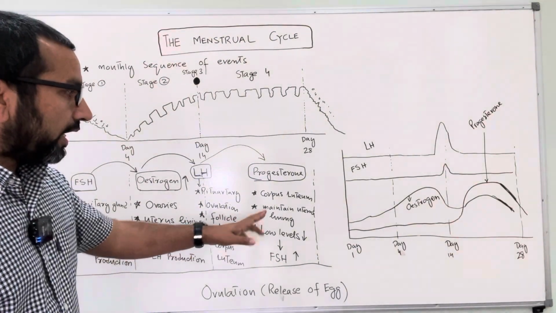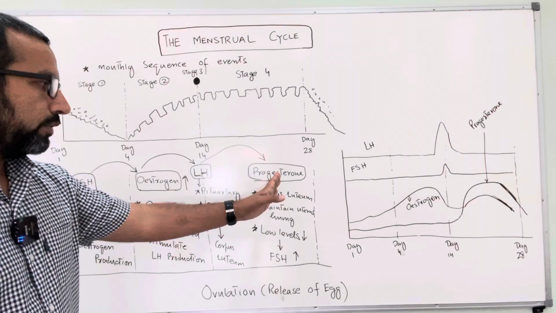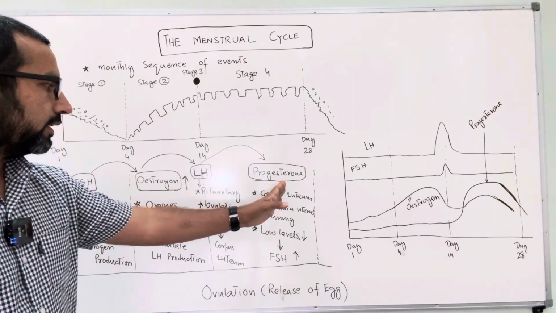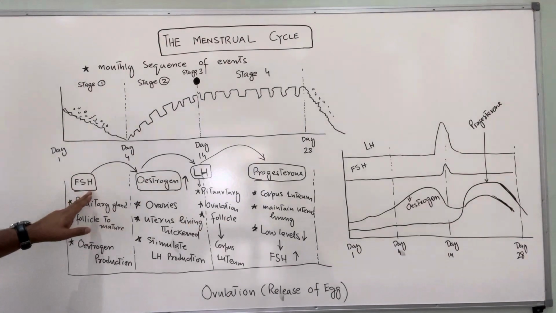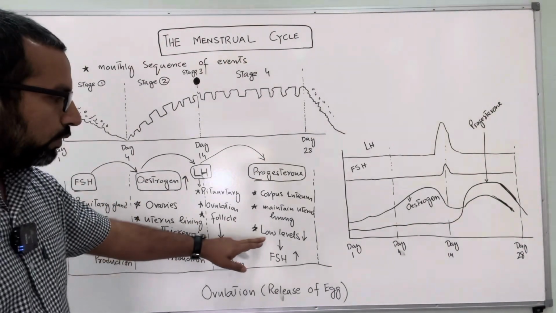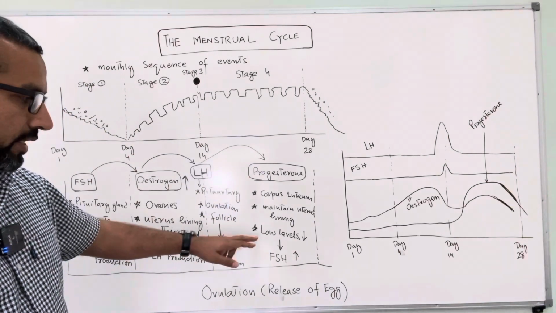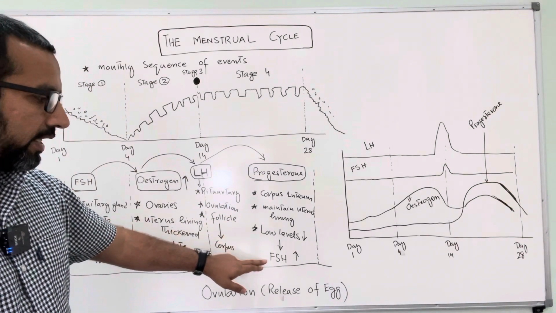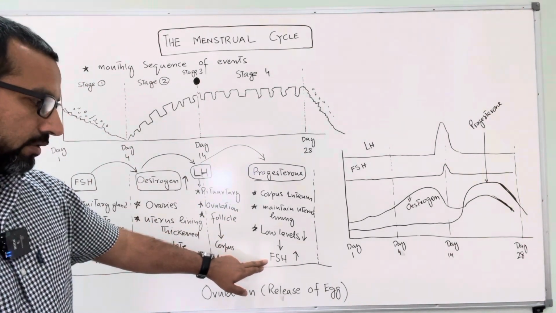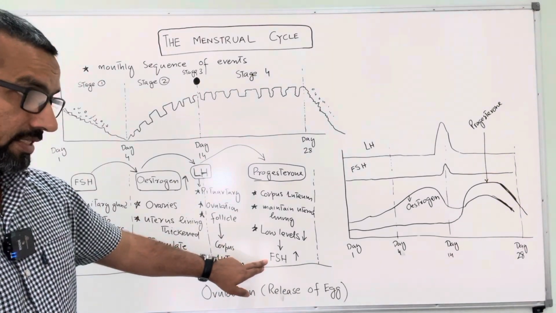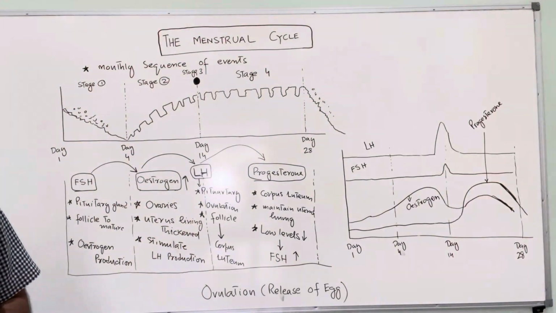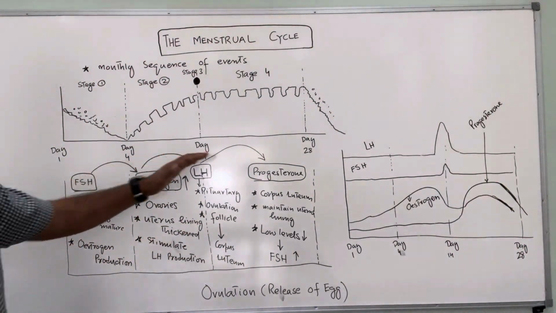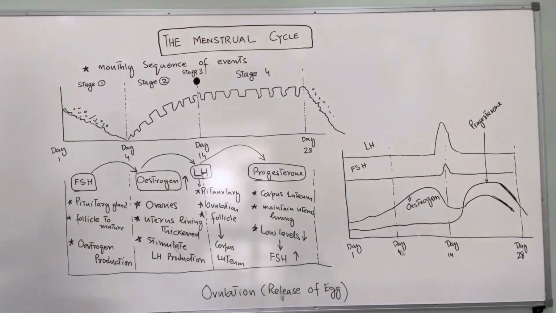But high levels of progesterone will inhibit the production of FSH. But if the levels of progesterone decrease, that will increase the levels of FSH, and as a result the second cycle will start. So this is a trend. I hope you will understand.